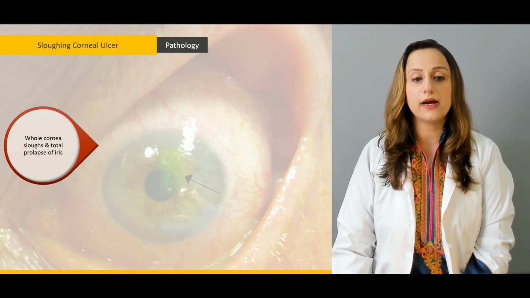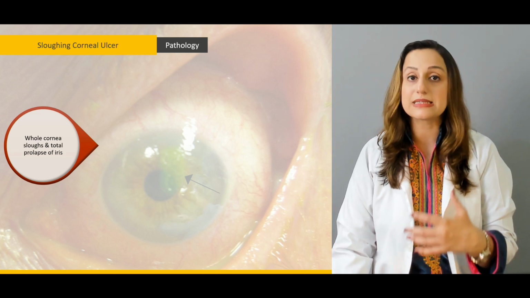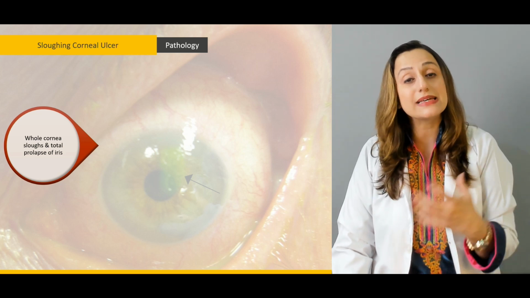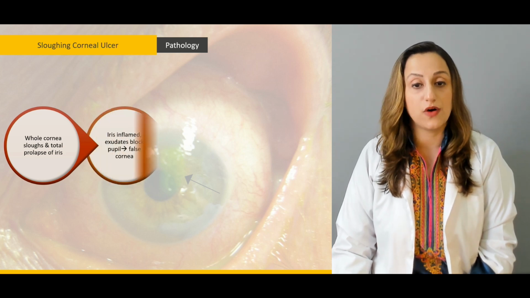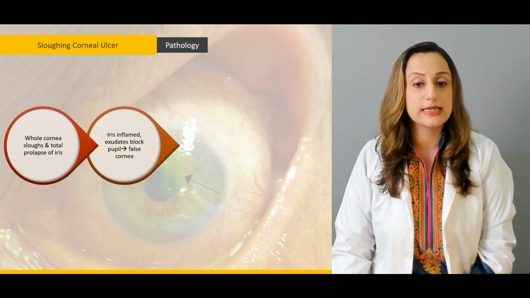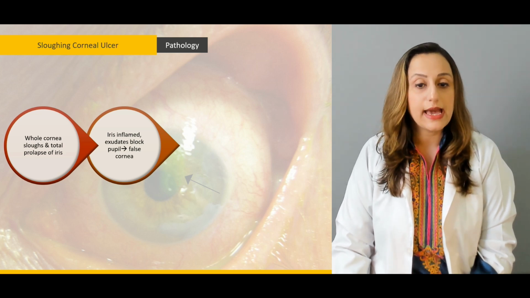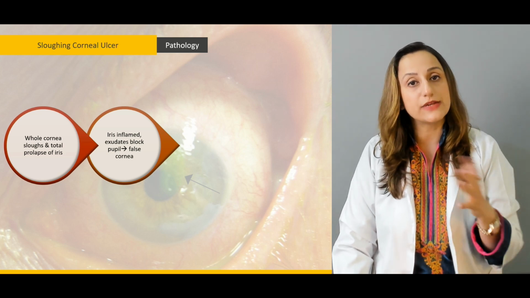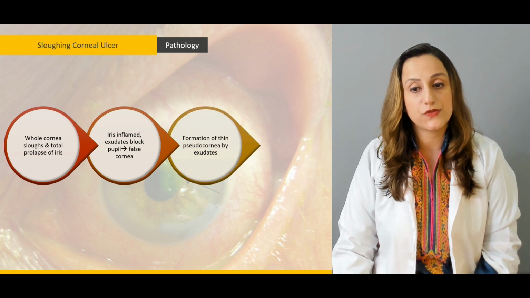The whole cornea sloughs off and there is a total prolapse of the iris. So once there is this perforation, there is this sloughing phenomenon. We are basically moving on to another complicated state of the corneal ulcerations. The iris is inflamed, the exudate is blocked, and the pupil has a false covering, which is also known as the pseudocornea in this kind of individuals.